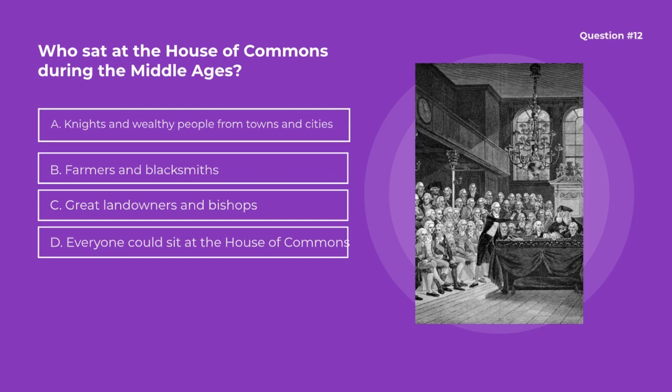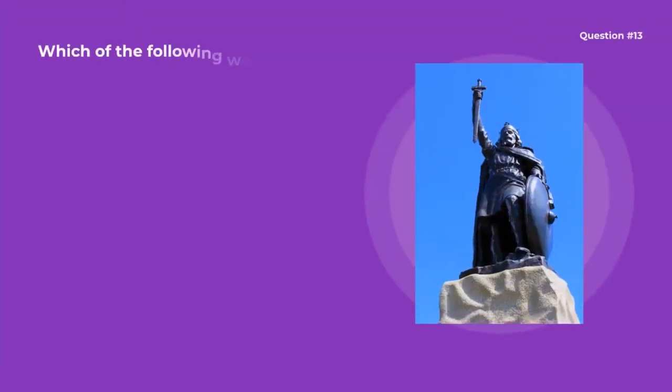Correct option is A. Knights and wealthy people from towns and cities. These groups formed the commons. Question number 13. Which of the following words come from the Anglo-Saxon language?